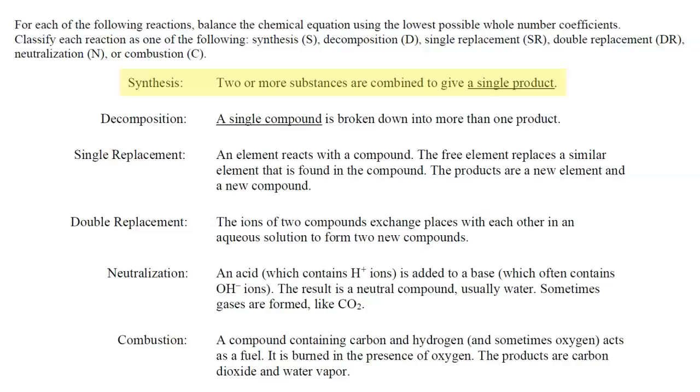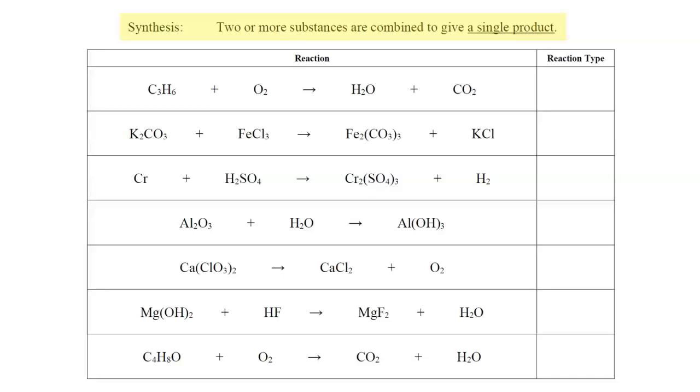So what are we looking for in a synthesis reaction? Two or more substances are combined to give a single product. So we are looking for a chemical equation in which there is only one substance on the right side of the arrow, on the products side of the reaction. So on this slide, this particular reaction has only one substance listed on the right side of the equation. So this would be an example of a synthesis. We're going to use the letter S as an abbreviation for synthesis.